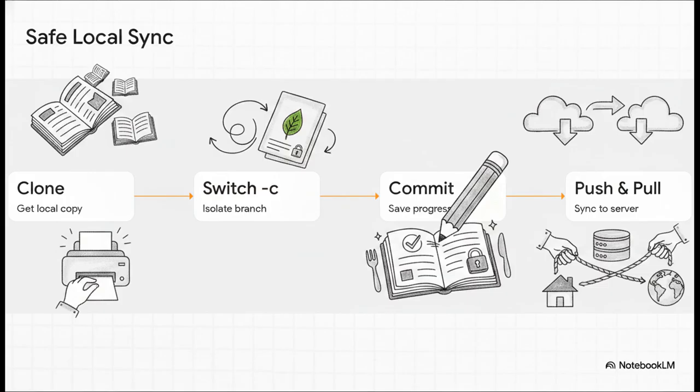Second, you use switch -c to safely isolate a new feature branch, kind of like drafting a vegan version of a classic recipe on a totally separate piece of paper. Then comes the commit, which is your atomic unit of progress. Think of it as a permanent, safe note in the margin of your recipe book. Finally, only when you're good and ready, you push and pull to sync up with the remote server.